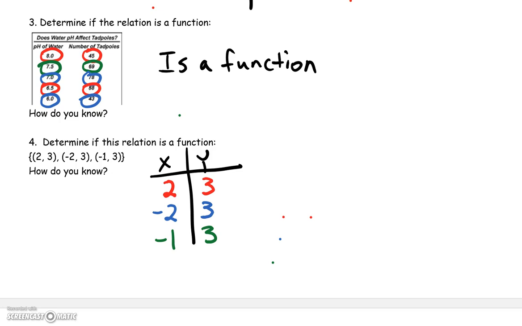So again, we ask ourselves, when we input 2 into the function, do we get a single output back? And it looks like we do. When we input 2, we get back only 3. Good so far. When we input negative 2 into the function, how many outputs do we get back? We get back just 1. It's the number 3. It does not matter that the number 3 shows up multiple times, only that each input yields a single output. We check the last one. Negative 1 as an input yields only one output. It is 3. And therefore, it looks like number 4 is yet again a function.